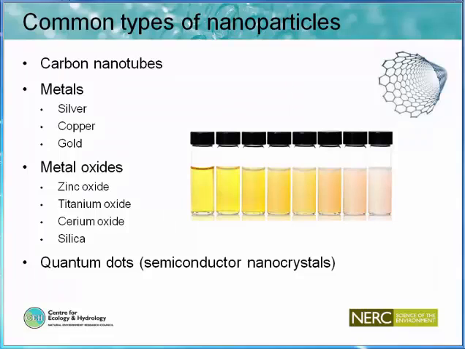Just to come on to some common types of nanoparticles, including the ones that we've used in our research in CEH. Nanotubes, there's a picture there at the top right, are used to provide high tensile strength for materials as diverse as tennis rackets and even boats nowadays. Metals and metal oxide nanoparticles have got a wide range of uses. Silver, for example, is widely used as an antimicrobial agent. The zinc oxide and titanium oxide are used in sunscreens. Cerium oxide can be used in catalysts.